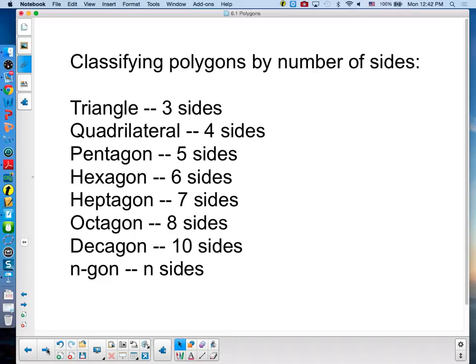Quadrilateral. Quad means 4. So that is a 4-sided polygon. Pentagon. 5-sided polygon. Why was the building in Washington called the Pentagon? It is called that because it has 5 sides. When you look from the top of it, it's like 5 walls. Not if you were standing on the ground and looking at it, you wouldn't be able to see the Pentagon.